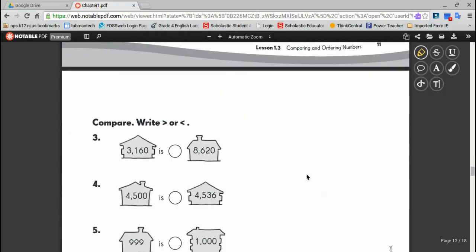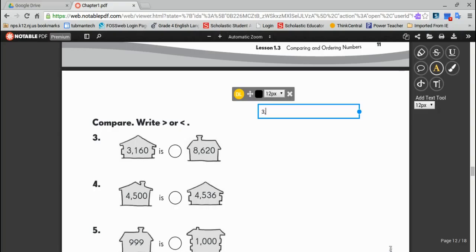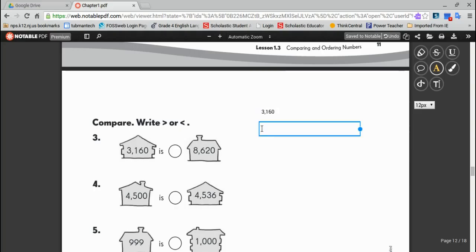Okay, welcome back. This is number 3. So it says compare. Write this symbol or this symbol to help us out. And we know that, again, Pac-Man needs the bigger number. So if we put this symbol in, that means we think that this side is bigger. And if we put this symbol in, we mean that that side's bigger. So let's compare these two numbers. And one easy way of doing that is to write these numbers up and down. So that's what I'm going to do right now. 3,160 on the top. And I'm going to write on the bottom 8,620. And by doing this, I can easily see and I can compare my place value.